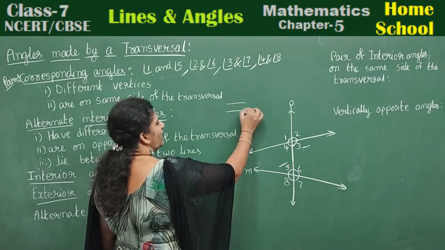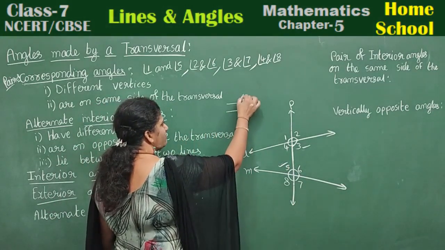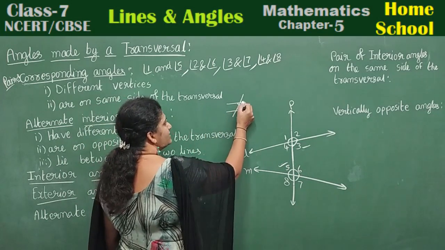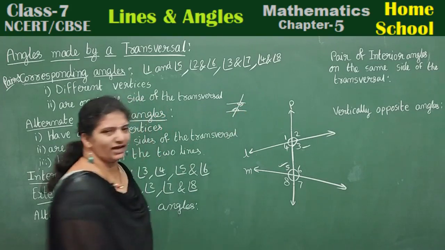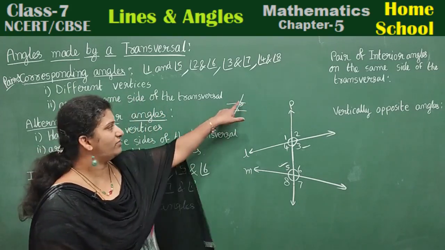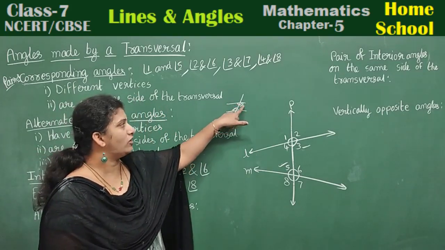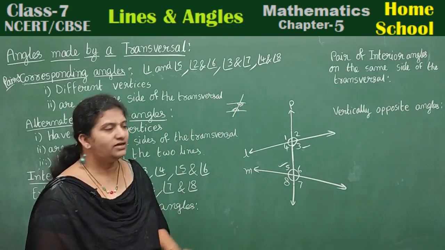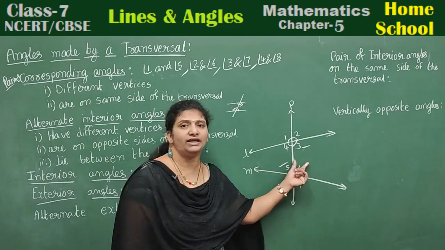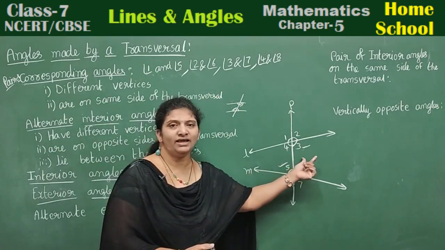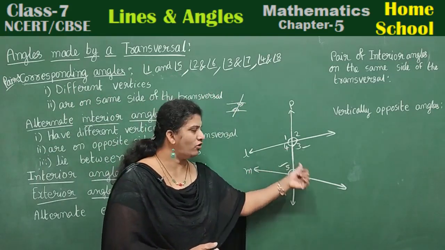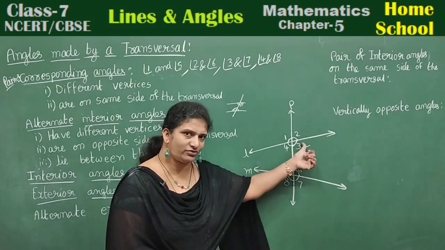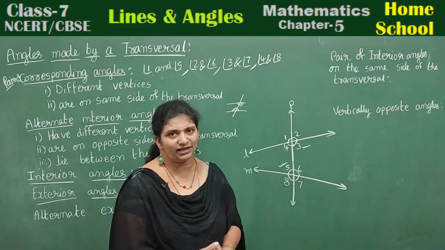Suppose if I draw a line, right? This angle is alternate to this and this angle is alternate to this angle. Right? They are from different vertices and they are on opposite sides of the transversal and lying between two lines. Now identify alternate interior angles here. Angle 3, angle 5, angle 4, angle 6. Similarly, you can say angle 5 alternate to angle 3, angle 6 alternate to angle 4.